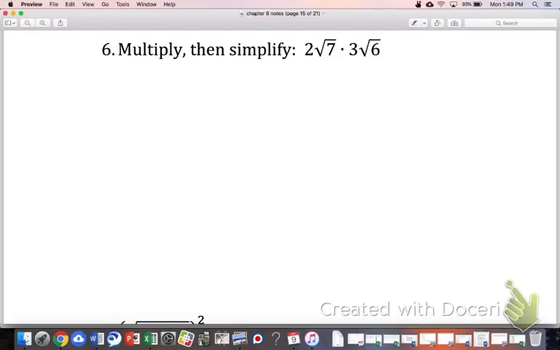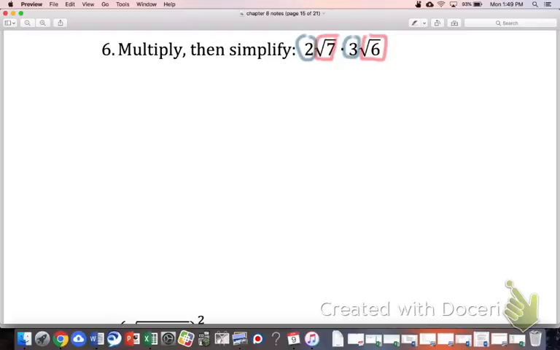Okay, number 6, 2 root 7 times 3 root 6. So this is where it's really important that we distinguish between factors that are radicals and factors that are not radicals. So as I look this through, I see that I've got the square root of 7 and the square root of 6. Both of those numbers are radicals, right? The 7 and the 6 are radicands. They're inside a radical. However, of course, the 2 and the 3 are not. So those are non-radical numbers.